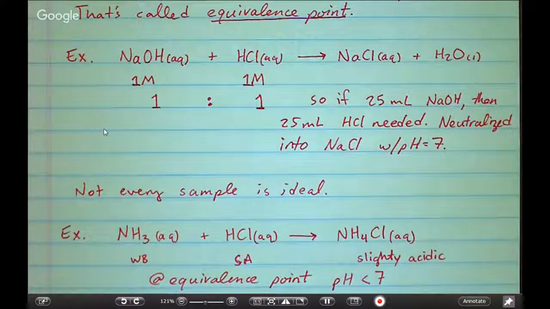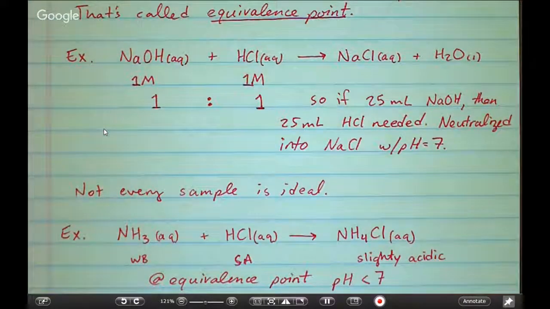Okay, so it's saying if 25 milliliters of ammonia, then 25 milliliters of HCl will be needed to reach the equivalence point. But because one's weak and one's strong, our equivalence point is going to be less than 7. It's going to be acidic.